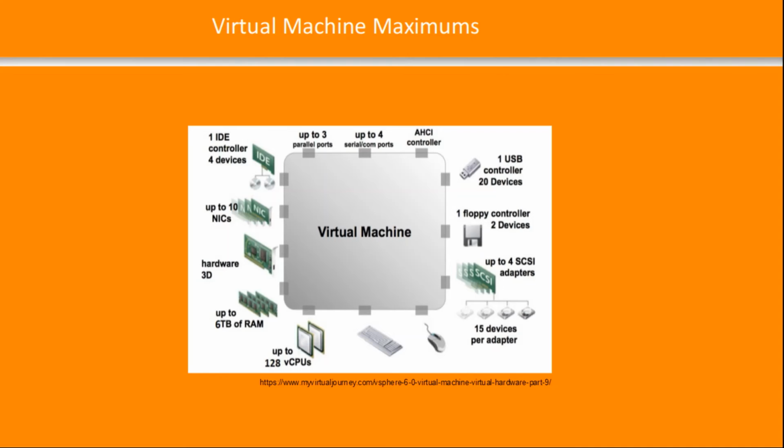That means the virtual machine can connect up to 10 different networks, up to 6 terabytes of RAM, up to 128 virtual CPUs, up to 4 SCSI adapters, 15 devices per adapter, for a total connectivity of 60 devices. Looking at the virtual machine maximums guide allows us to get an understanding of the capability and the enhancements that are available with each version.